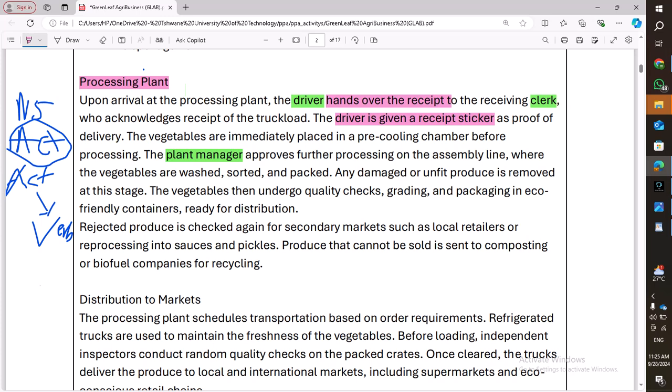The plant manager approves, what is this? Then approves further processing on the assembly line where the vegetables are washed, sorted and packed. Any damaged or unfilled products are removed at this stage. The vegetables undergo the quality check. Who is the system? We find that they go under quality check.